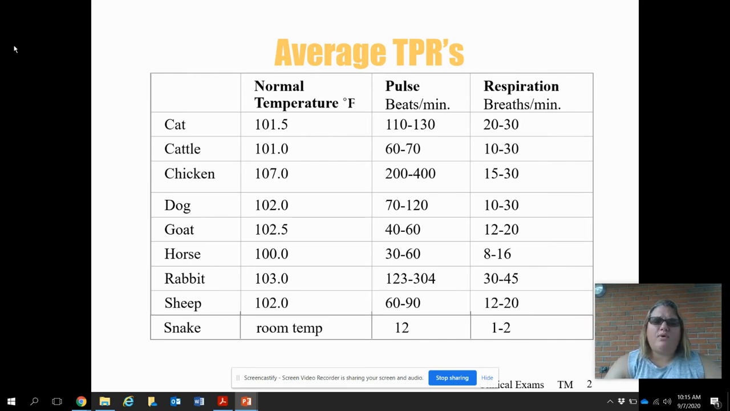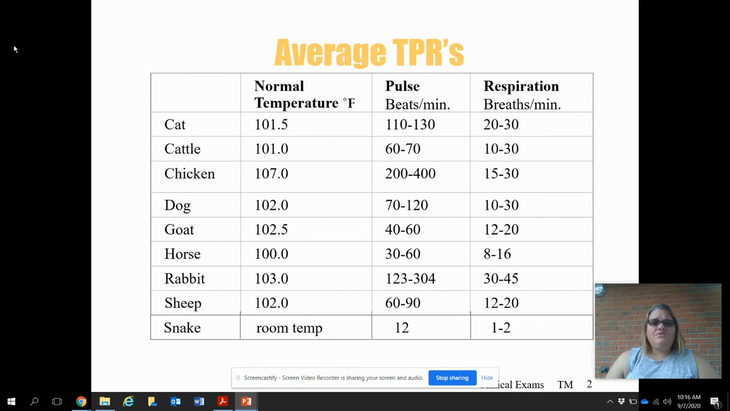Goats, we have 102.5 with a pulse rate of 40 to 60, and then 12 to 20 for the respiration. Horses, right around 100. Normal can go up to 101.5. Anything higher than that, I would say they're in the fever range. Pulse rates, 30 to 60. That depends a lot on the size of the horse. So is it a draft horse? Is it a foal, a younger horse? And then respiration is 8 to 16 beats per minute.